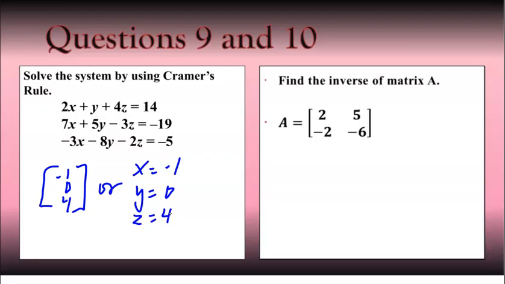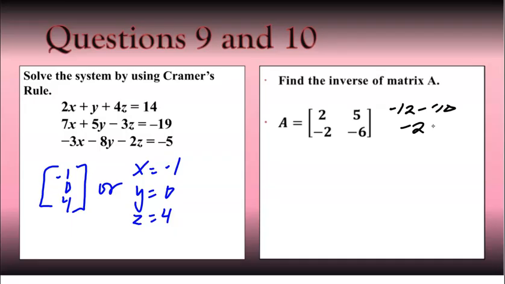Question 10, we're going to find the inverse of this matrix. So for this one, we're not going to use our calculator. You could still use your calculator to check your answer, but we're going to do this by hand. So to do this, we need to first find the determinant. So 2 times negative 6 is negative 12, minus negative 2 times 5, which is negative 10. So negative 12 minus negative 10 is a negative 2.